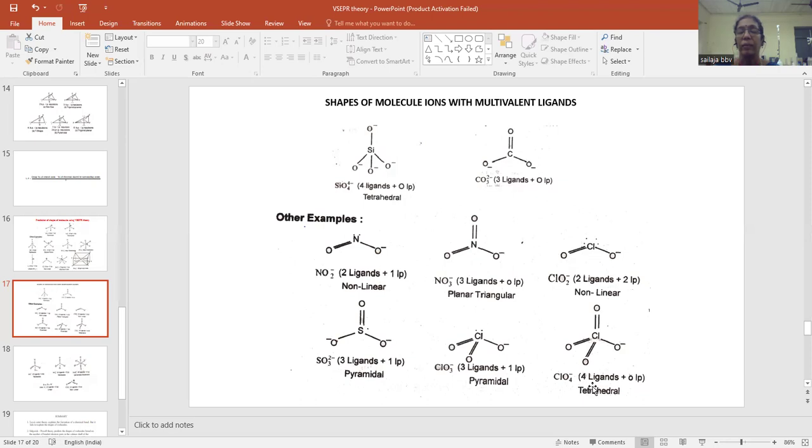Next ClO4 minus. Here the central atom Cl belongs to group 7. 3 oxygen atoms are having double bonds. So the oxygen atom which is having a double bond will share a pair of electrons to the central atom. So 3 into 2, 6 electrons, plus another oxygen having a single bond which will share only 1 electron. 6 plus 1, 7. So group number 7 minus number of electrons shared by surrounding atoms 7, divided by 2. 7 minus 7 divided by 2, that is equal to 0. So here in this case ClO4 minus, there are no lone pairs of electrons.